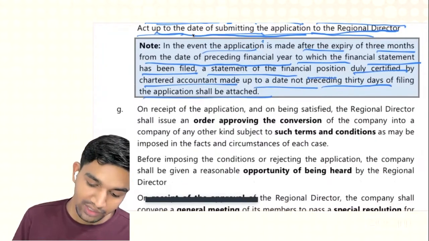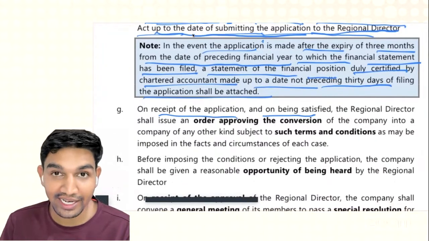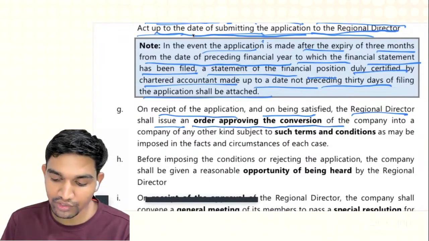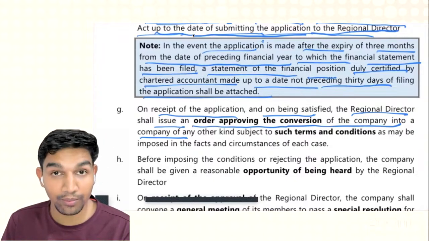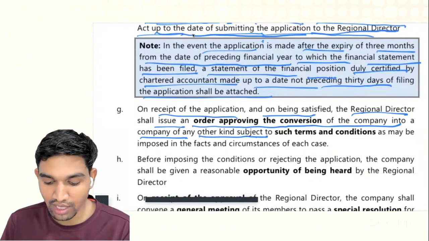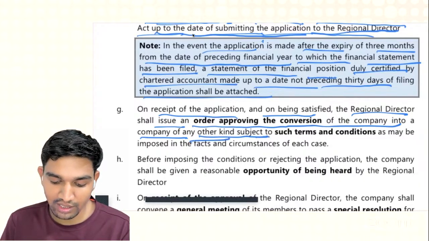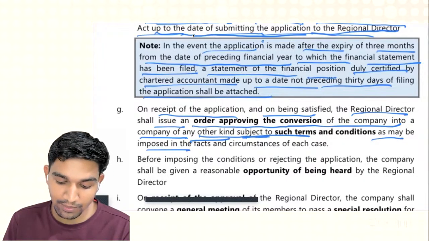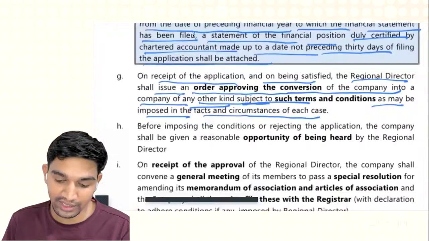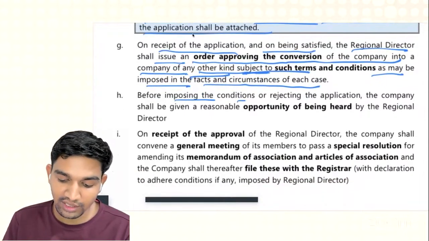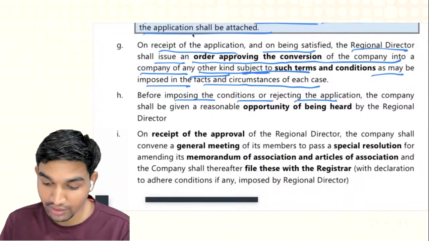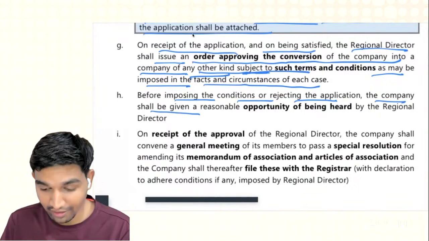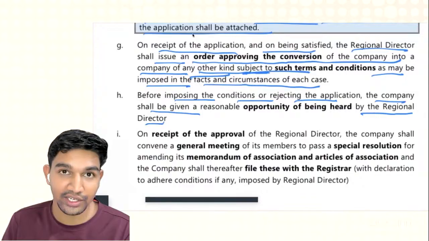On the receipt of the application and on being satisfied, the regional director shall issue an order approving the conversion of the company into a company of any other kind, subject to such terms and conditions as may be imposed in the facts and circumstances of each case. Before imposing the conditions or rejecting the application, the company shall be given a reasonable opportunity of being heard by the regional director.